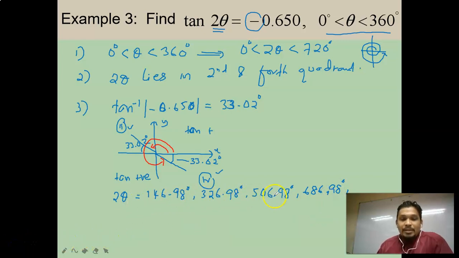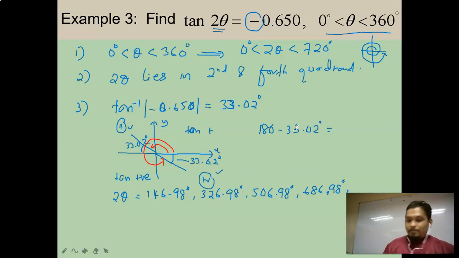Okay, how do we get all this? The first angle, 146.98, is 180 degree minus 33.02. 180 minus 33.02 equal to, so you may just refer to your calculator. 180 minus 33.02. Okay, so I get here 146.98.